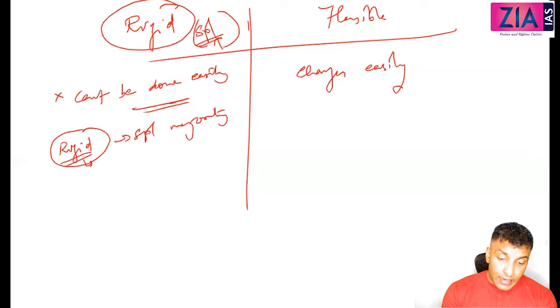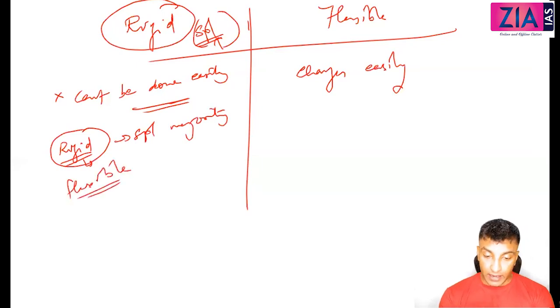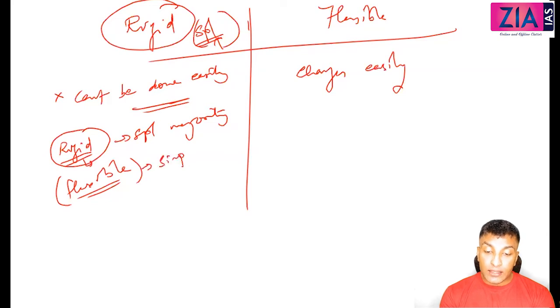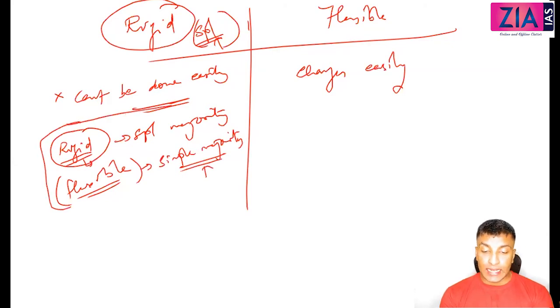But there are certain cases like changing the name or boundary of the state. Even without the consent of the state, the parliament can change the name and boundary of the state, and for this you need only simple majority. What do you mean by simple majority, special majority? I'll tell you now after completing this part. So the Indian constitution is a mix of rigidity as well as flexibility.